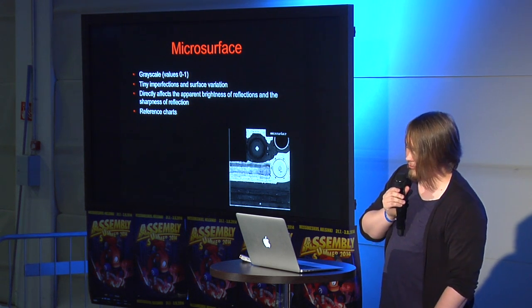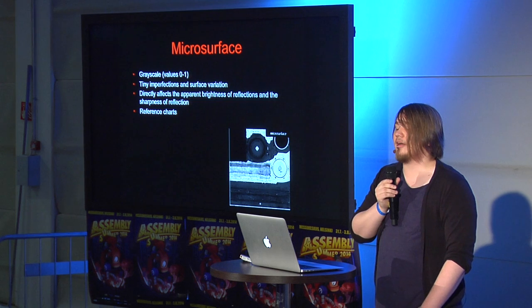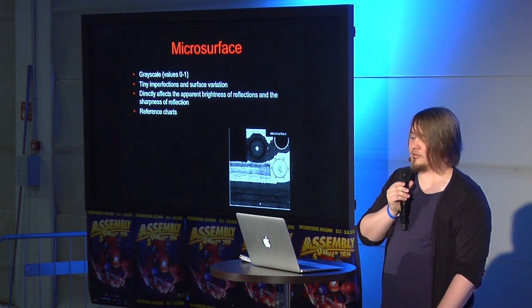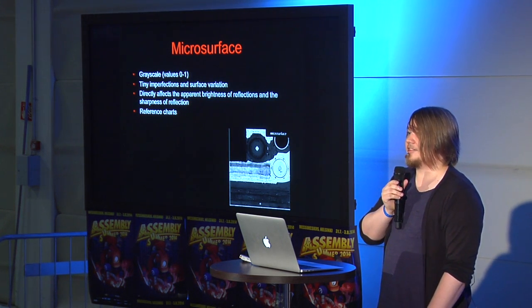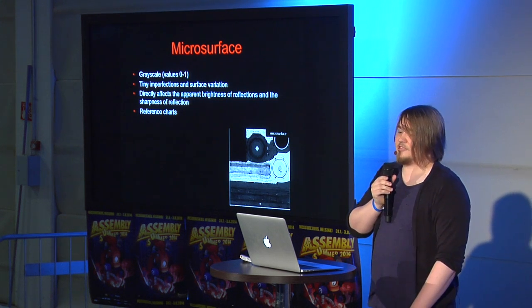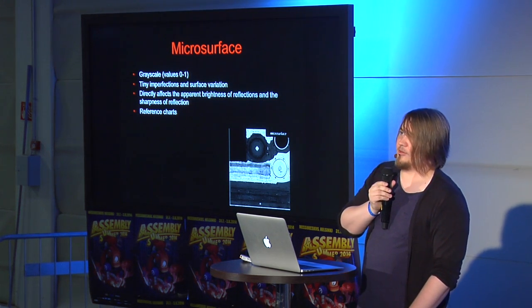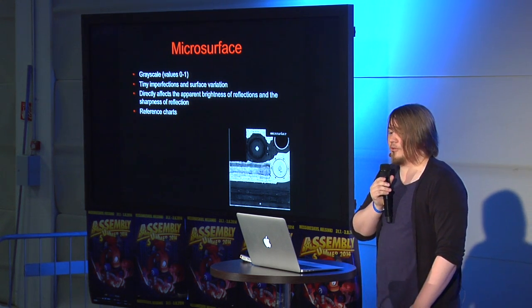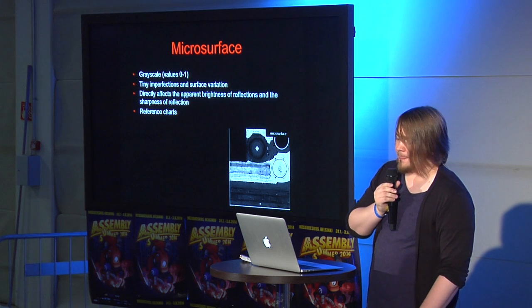And this is a really powerful map because it directly affects the apparent brightness of the reflection as well as the sharpness of the reflection. So Microsurface has pretty much become the most important texture map you have. Again, it's important to use some sort of reference charts, and this is because of the multiple implementations. Pretty much all the engines have their own way to calculate how the texture map actually works. So a map created for Unreal Engine 4 might not work in CryEngine or Unity 5.